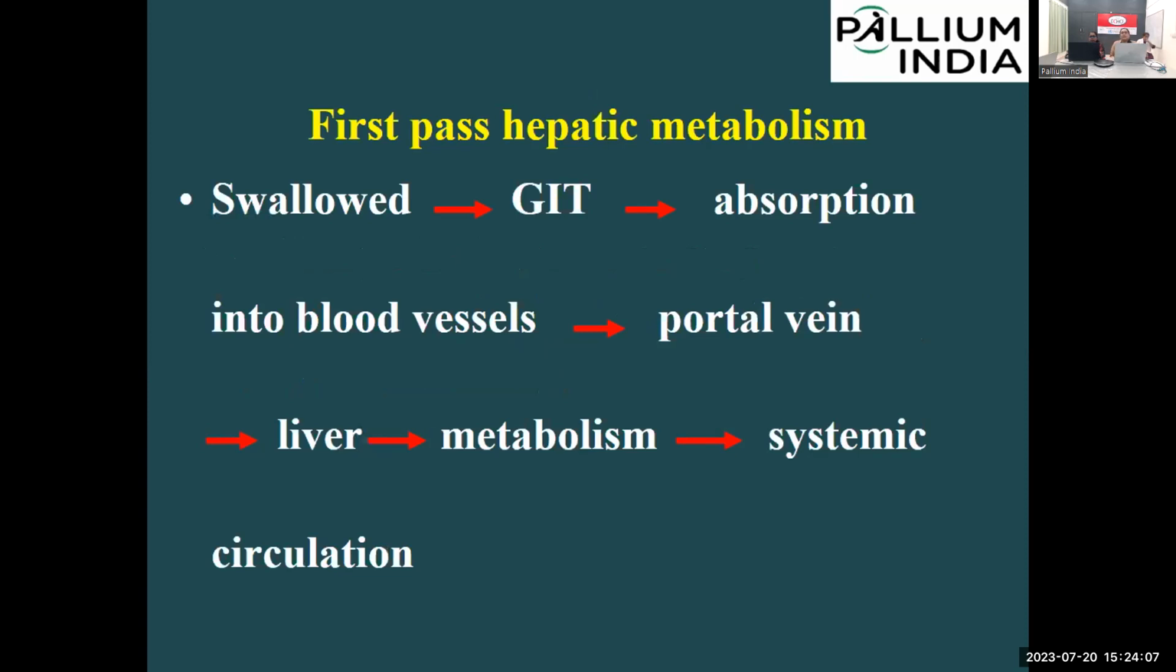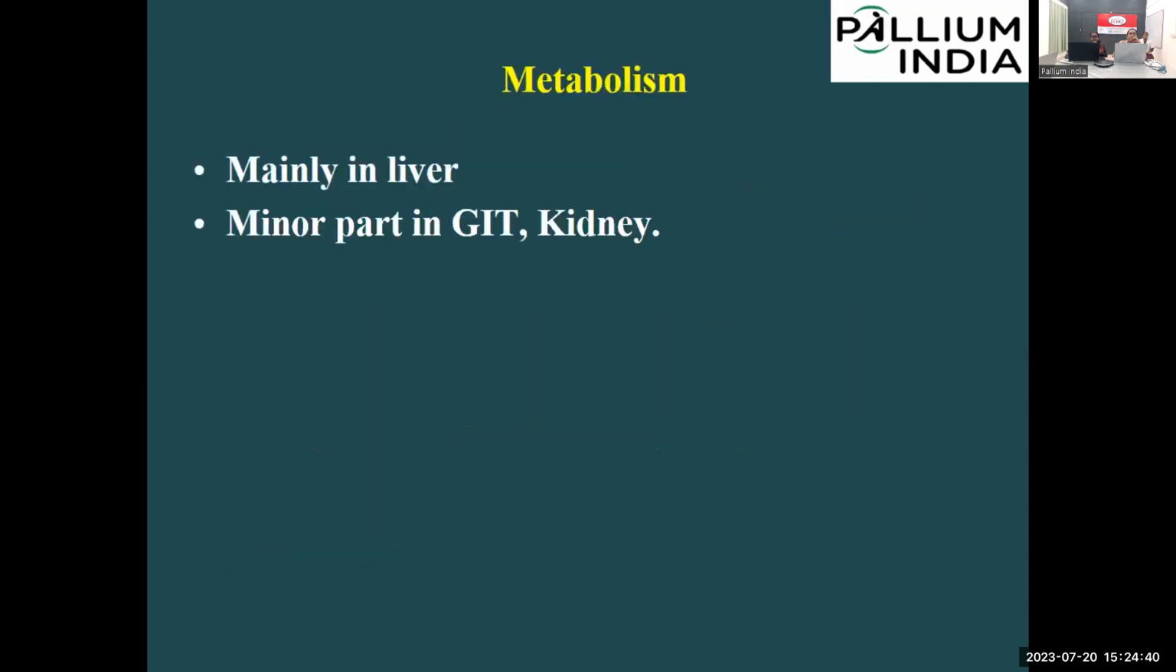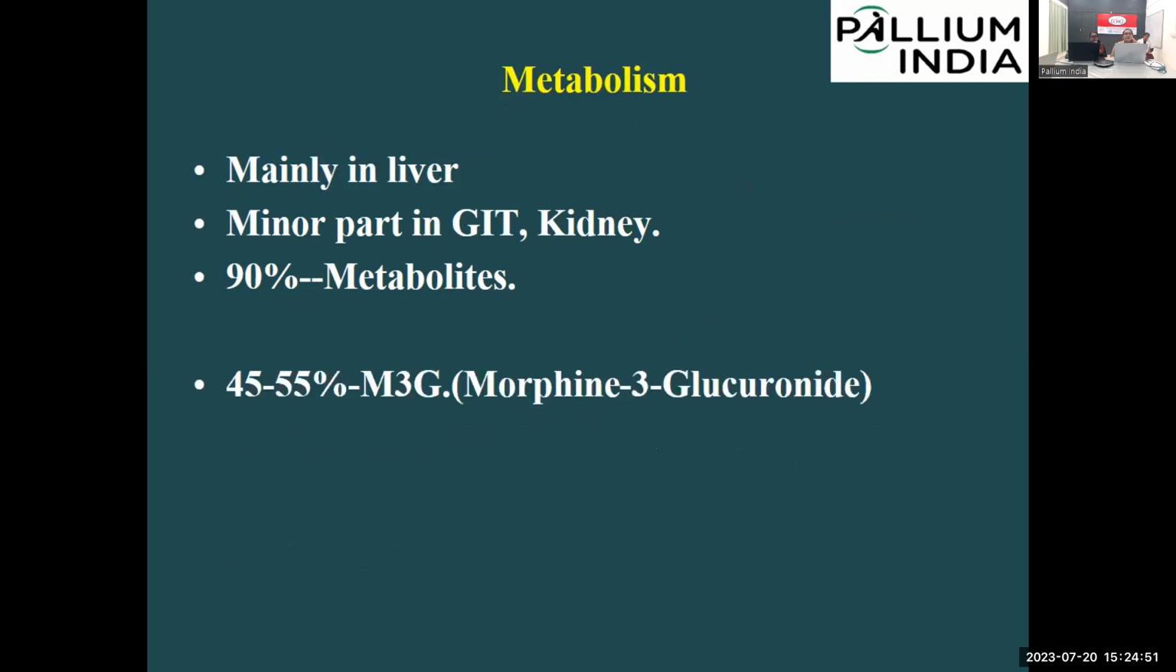So moving on to metabolism, first pass hepatic metabolism. Once oral morphine is swallowed, it reaches the gastrointestinal tract, gets absorbed into the blood vessels, and through the portal vein it reaches the liver. In the liver, morphine gets metabolized. 90% of the morphine gets converted into its metabolites, which are released into the systemic circulation. Metabolism of morphine mainly takes place in the liver, and a minor part happens in the GIT and kidney.